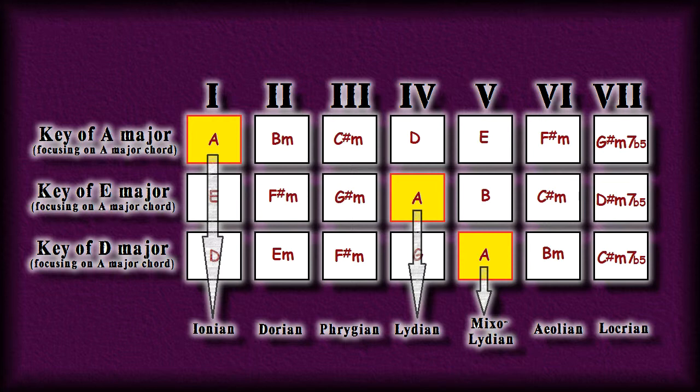And each one of these modes has a different character and a different flavour, a different sound if you like. So let's hear what they all sound like in comparison to each other. Here are some chord sequences based on each one of those three modes: the Ionian, the Lydian and the Mixolydian.